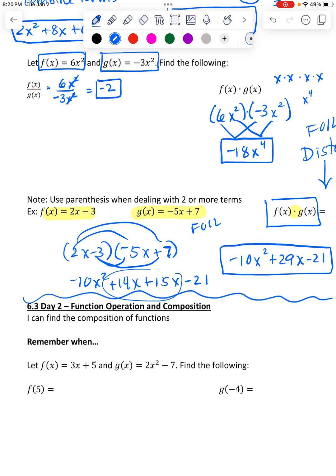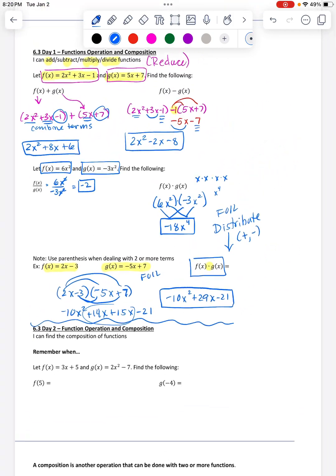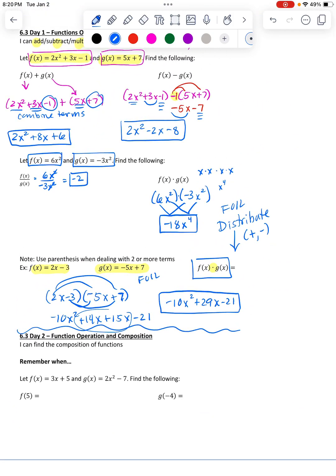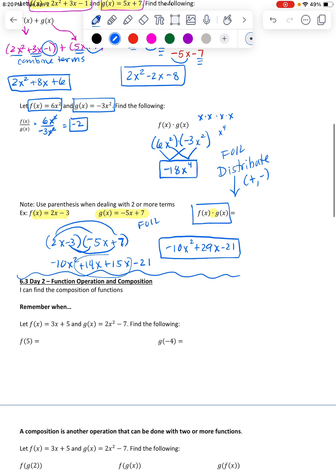So all of the math that you're doing is math you have already done. It's just putting that first step in function notation so you know what to do. Once you know what to do, then you just go ahead and do the math you already know.